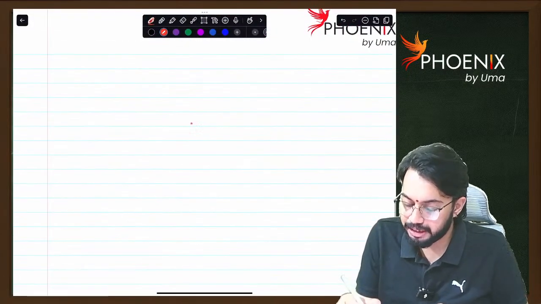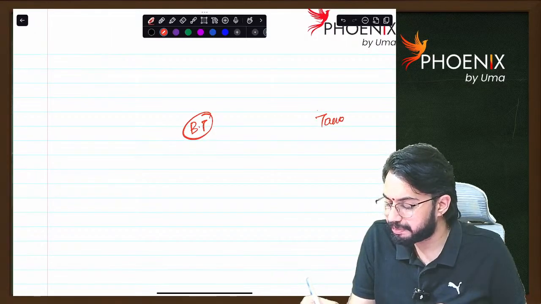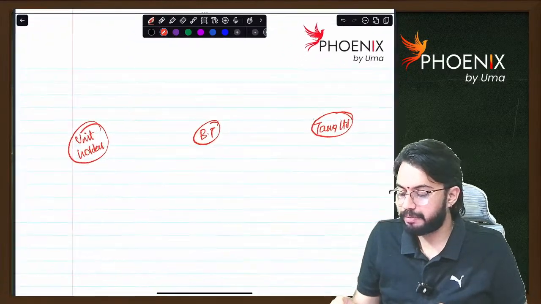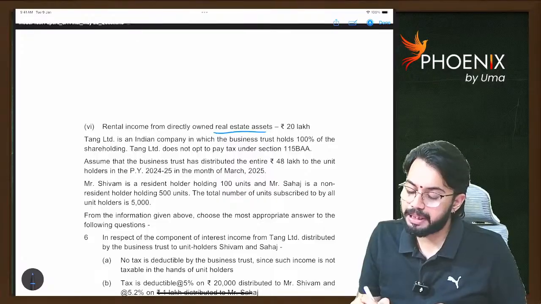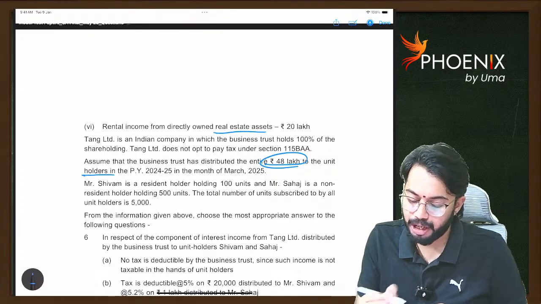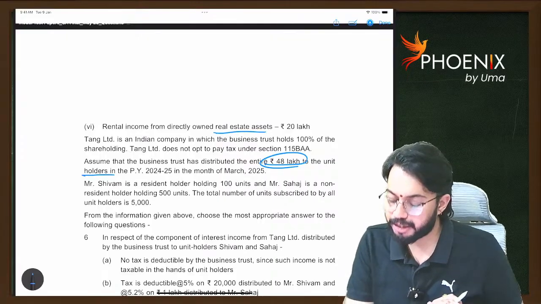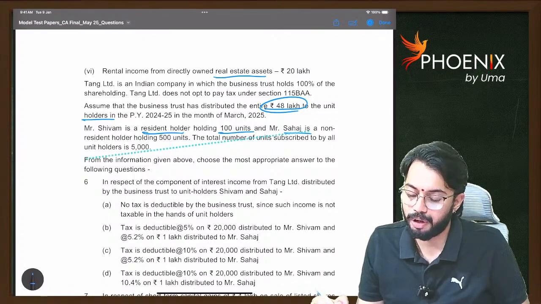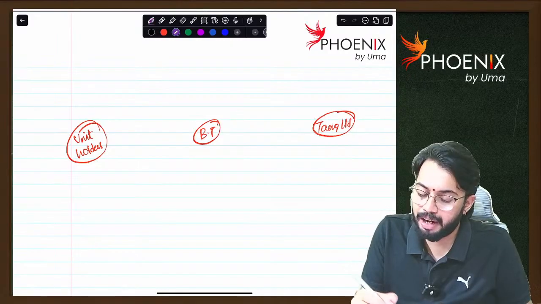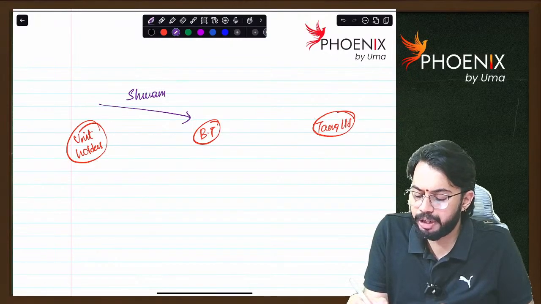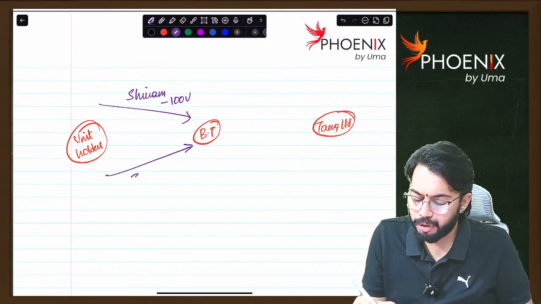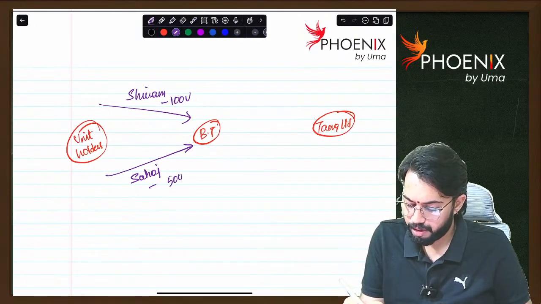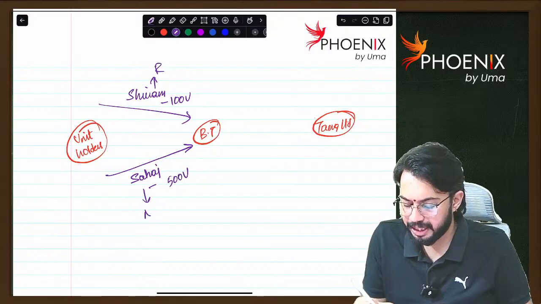So there is business trust, there is Tang Limited, and there are unit holders. Now, assume business trust has distributed entire 48 lakhs to unit holders in previous year 24-25 in the month of March 2025. Shivam is a resident holder holding 100 units and Sahaj is a non-resident holder holding 500 units. So, unit holder 1, Shivam, how many units is he holding? 100 units. Unit holder 2, Sahaj, is holding 500 units. But Shivam is a resident in India, Sahaj is NR, non-resident.